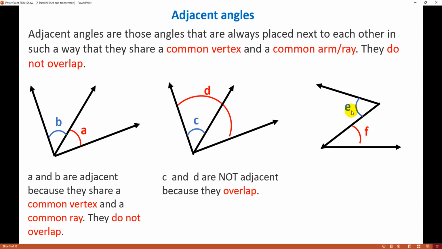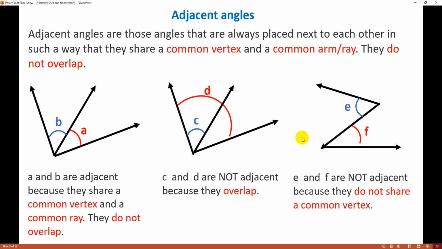How about these two, E and F? We can see that they share one ray in common. Are they adjacent? They are not, because E has a different vertex than F. To be adjacent, they have to have the same vertex. They have to share a ray, which they do, and they should not overlap. E and F do not overlap, they share a ray, but they do not share a vertex that is in common for both of them.